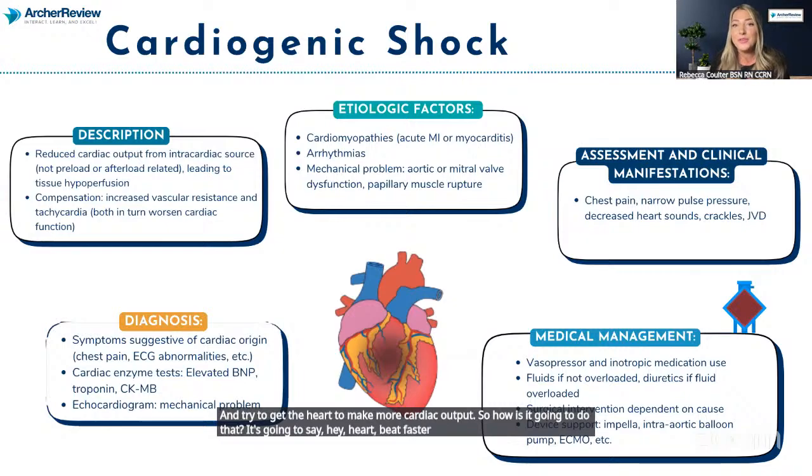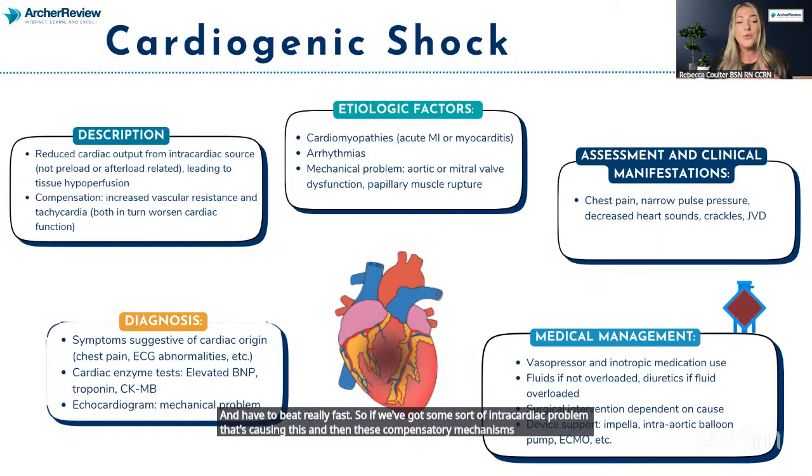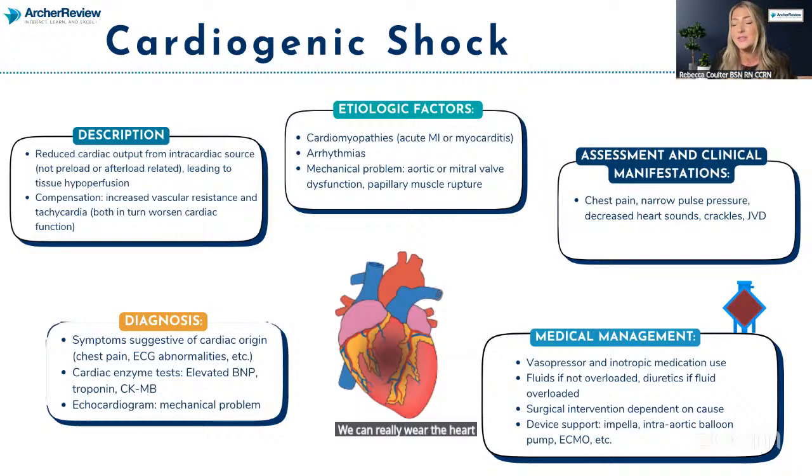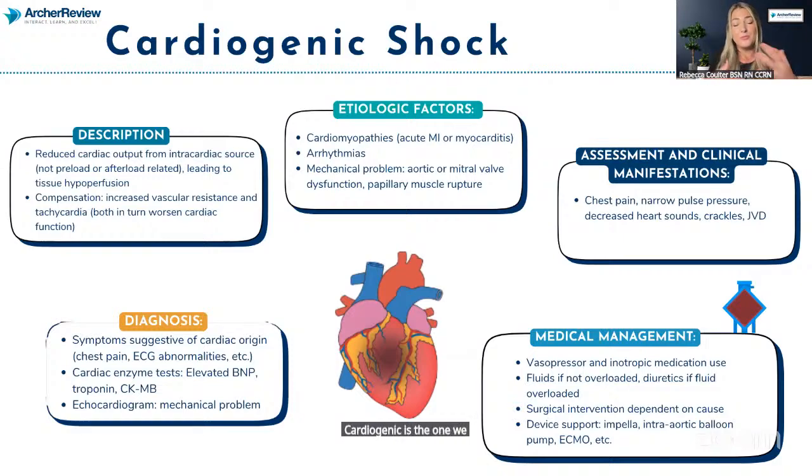Now, the problem with both of those things is our increased vascular resistance and the tachycardia are going to worsen our cardiac function. They're going to put a lot of workload on that heart to have to push against really vasoconstricted blood vessels and have to beat really fast. So if we've got some sort of intracardiac problem that's causing this, and then these compensatory mechanisms get added on, we can really wear the heart down very, very fast. I would say of all the different shock states, cardiogenic is the one we want to find out about the quickest, because the compensation for it will make the problem so much worse so quickly. We really have to catch cardiogenic very fast.